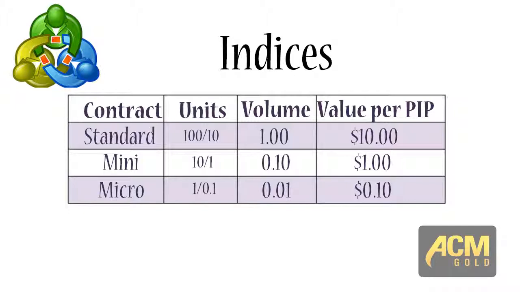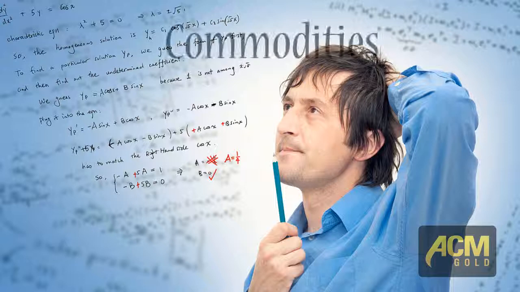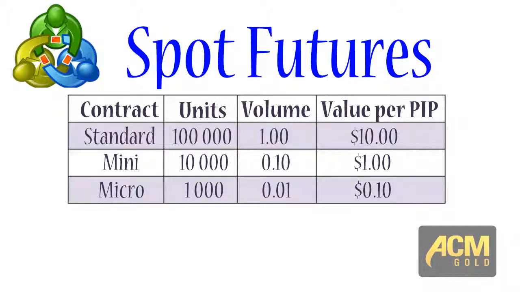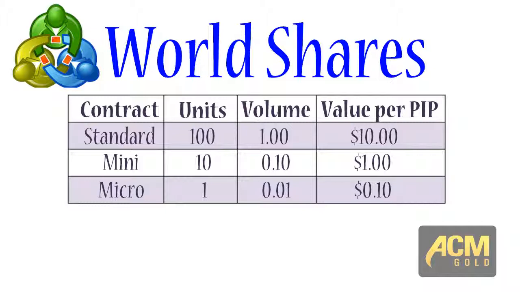Commodities. Now this is the most diverse category. It'll be best for you to take a look at any specific commodity you want to trade and find out what the contract size is, because going through all of them will take quite a little bit of time. Spot futures, as previously mentioned, work like the forex categories on the same contract sizes. World shares are all on one standard lot equals 100.